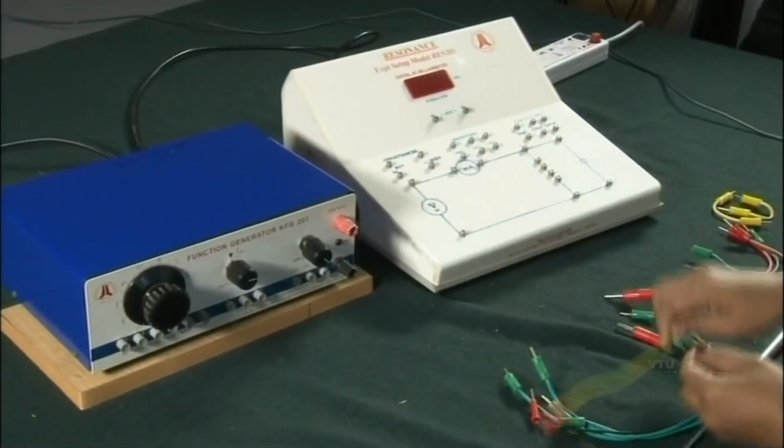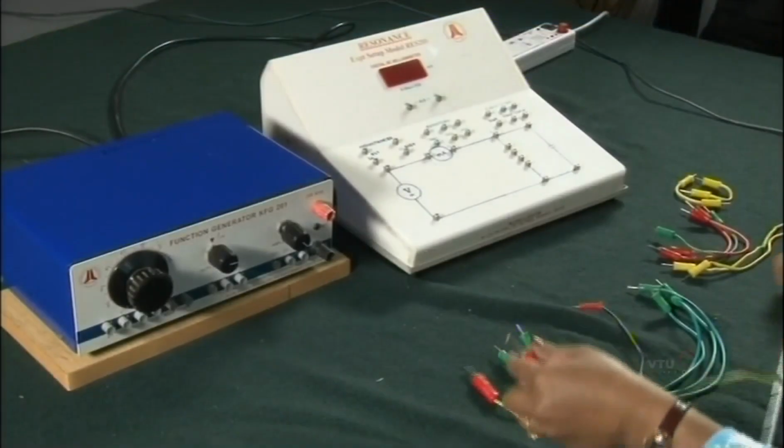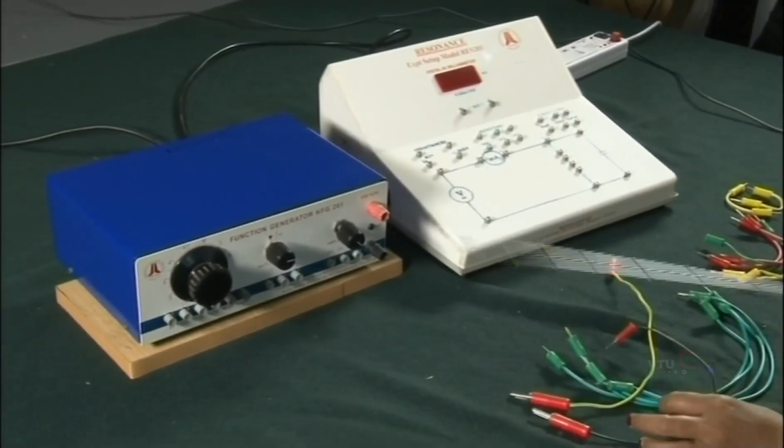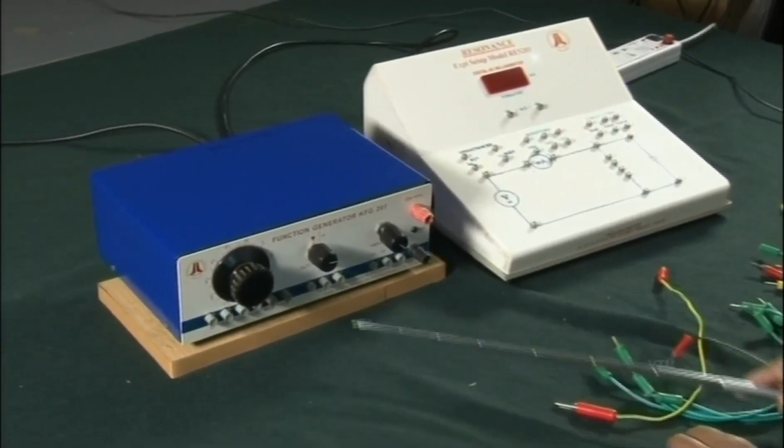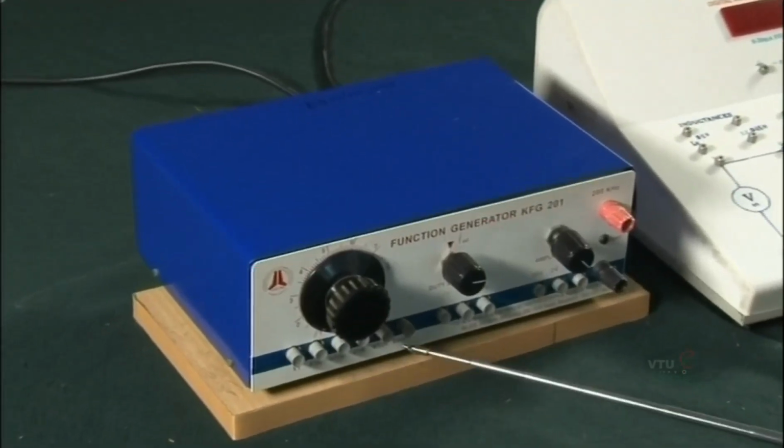Here, all the elements are connected in series as shown in the figure, along with a milliammeter and an AC source. So, the experimental setup requires a function generator which generates signals of various frequencies, ranging from 1 Hertz to 100 kilohertz.